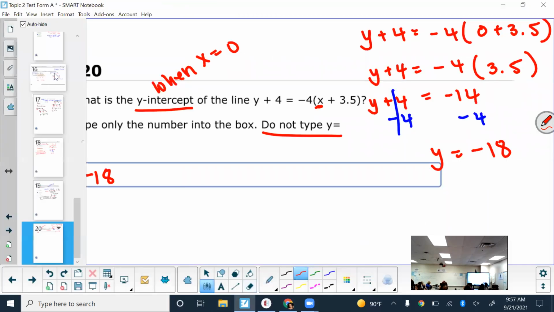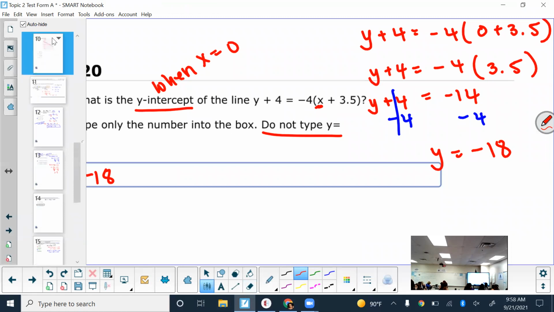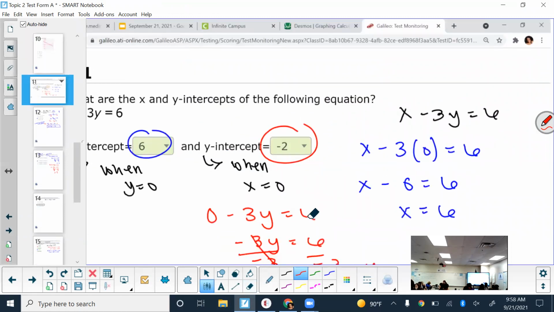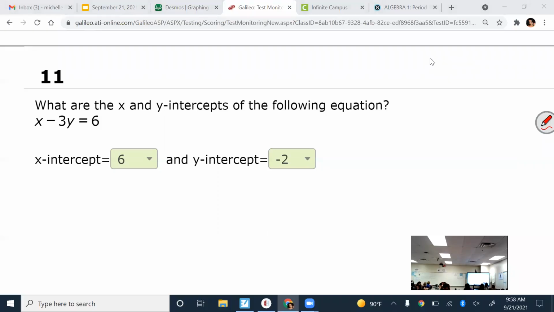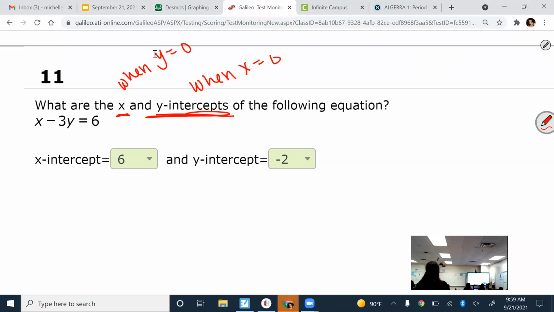11. All right, so let me pull it up on here. So number 11, same thing. It wants your x and y intercepts. So you should know for your x intercept, what's that definition? It's when y equals 0. What's the definition of your y-intercept? When x equals 0. So by plugging in 0, I can find my x or y-intercept.